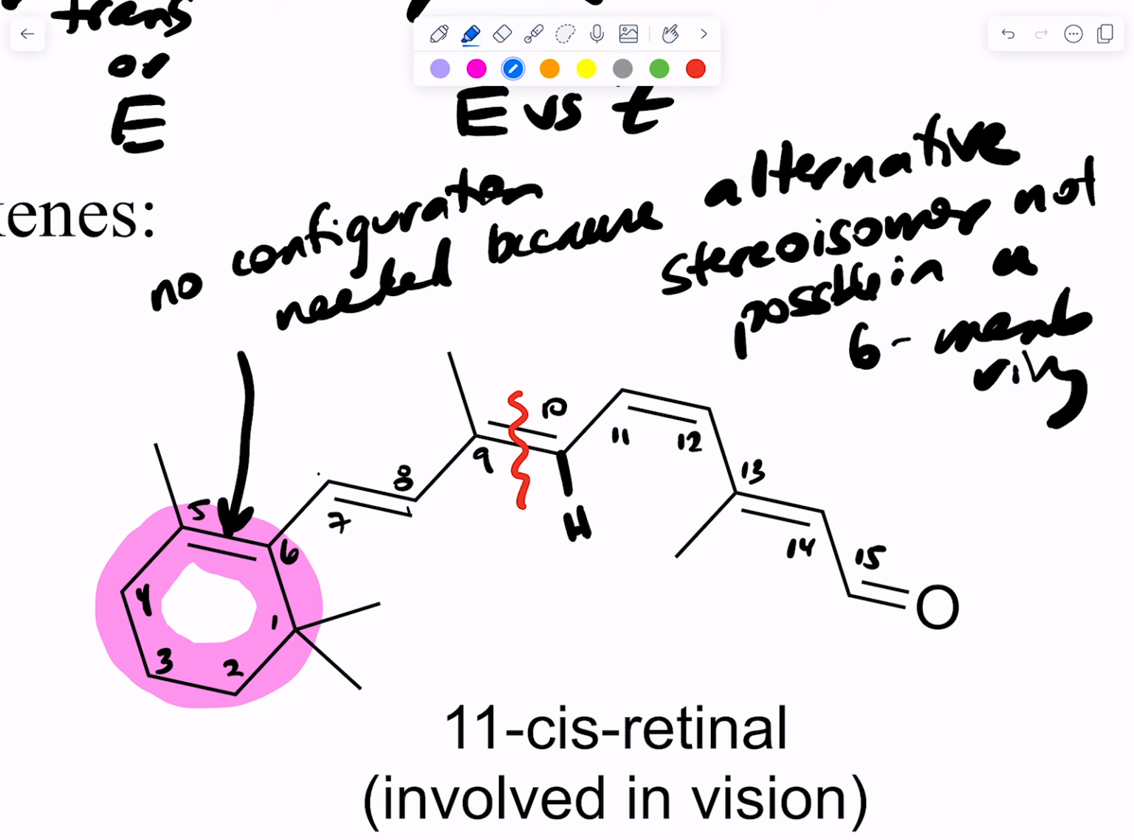On 10, what is my high priority group? Carbon 11, because it's carbon versus hydrogen. You don't need any other questions than that. How about on carbon 9? They're both carbons, so then you need to go to what they're bonded to. The methyl group is bonded to 1 carbon and 3 other hydrogens.